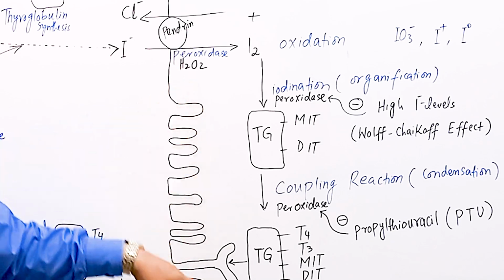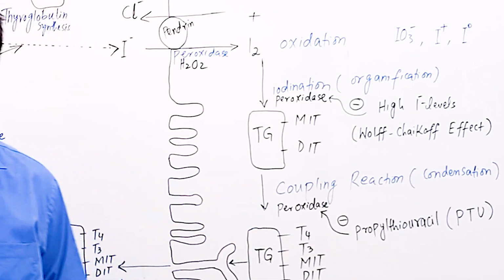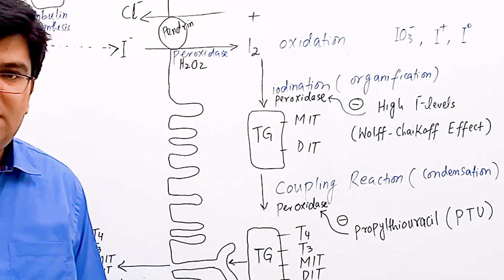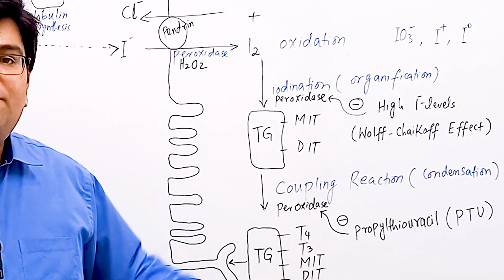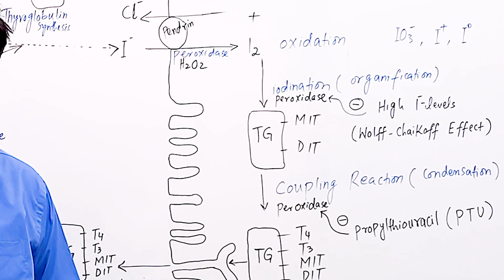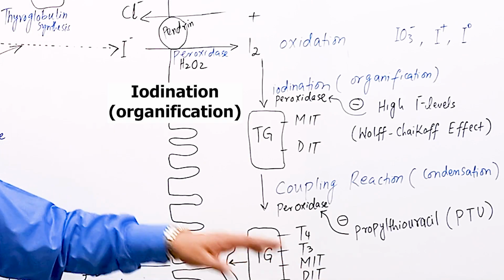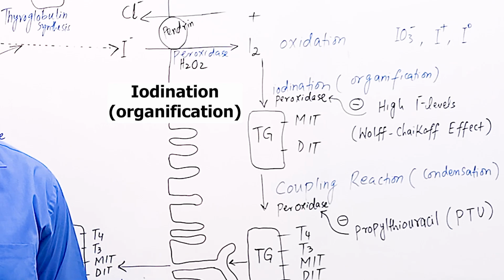Peroxidase enzyme can be inhibited by drugs like propylthiouracil, and these drugs can be used for the treatment of hyperthyroidism because this drug decreases the function of thyroid gland.